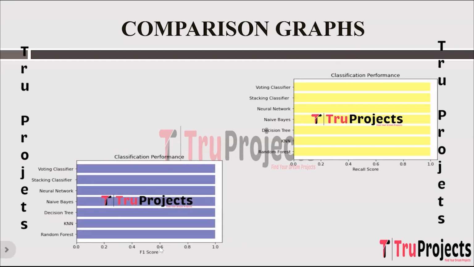This is the F1 comparison graph. Here on the x-axis we have F1 score and on the y-axis we have algorithm name. F1 score is the harmonic mean of precision and recall. It is a balanced measure that considers both false positives and false negatives. It is calculated as 2 times the product of precision and recall divided by the sum of precision and recall. It provides a single metric that balances precision and recall, making it useful when we want to consider both false positives and false negatives in the evaluation.